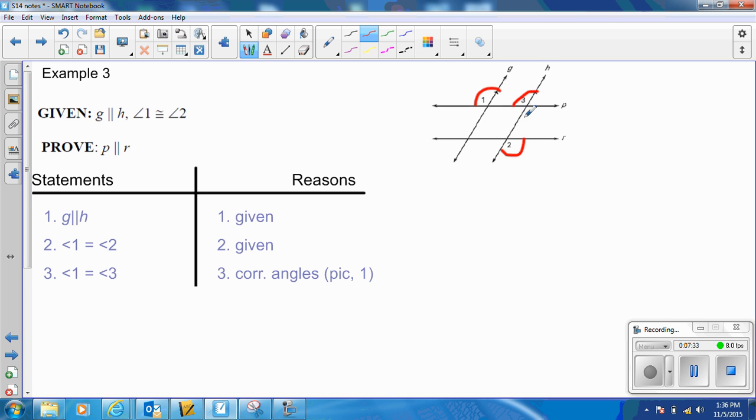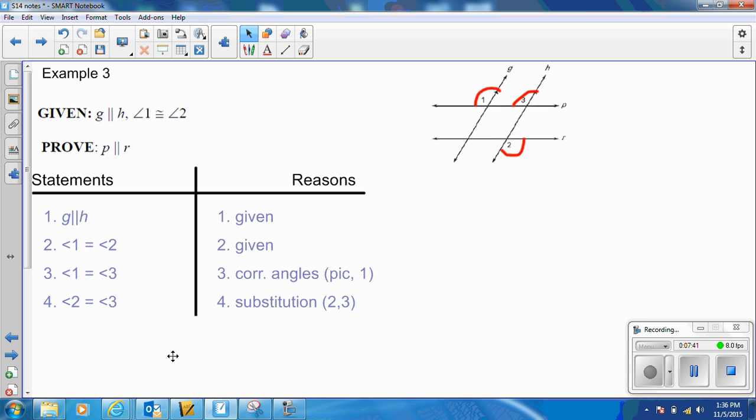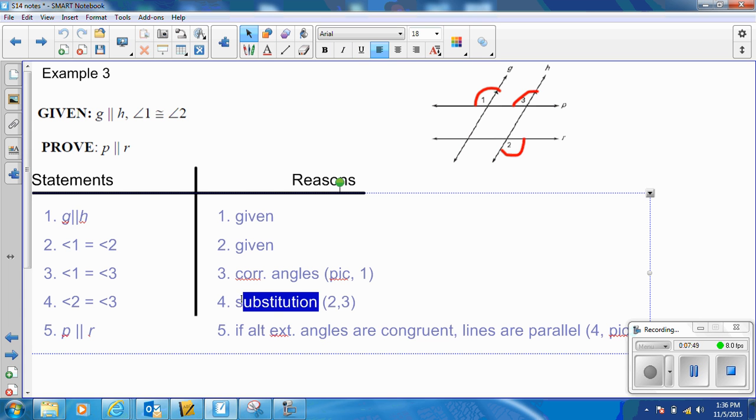Well, what does this imply? Angle 3 and angle 2 are also congruent to each other. Again, that's just the transitive property. I'm saying that if angle 1 equals angle 2 and angle 1 equals angle 3, then angle 2 has to equal angle 3 also. So that should be transitive property instead.